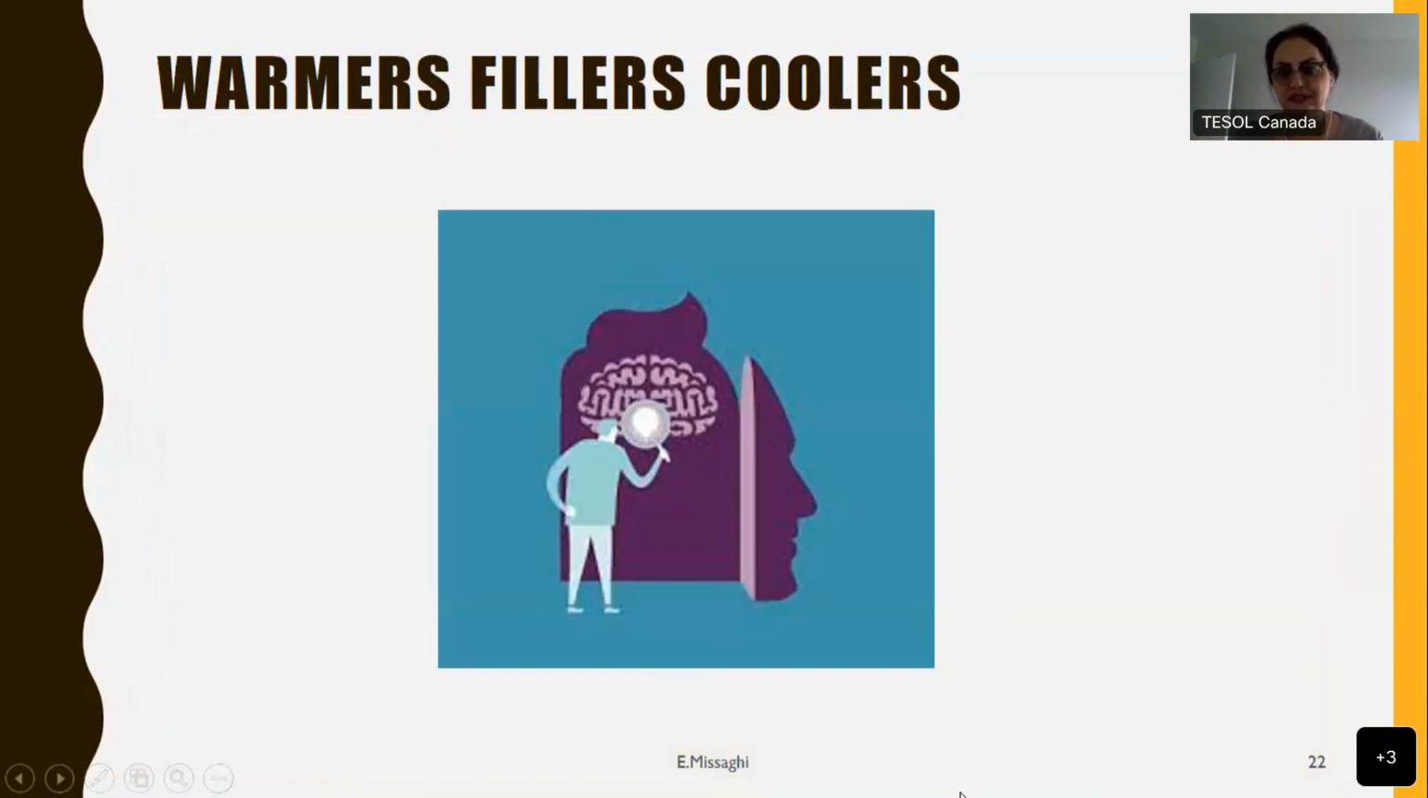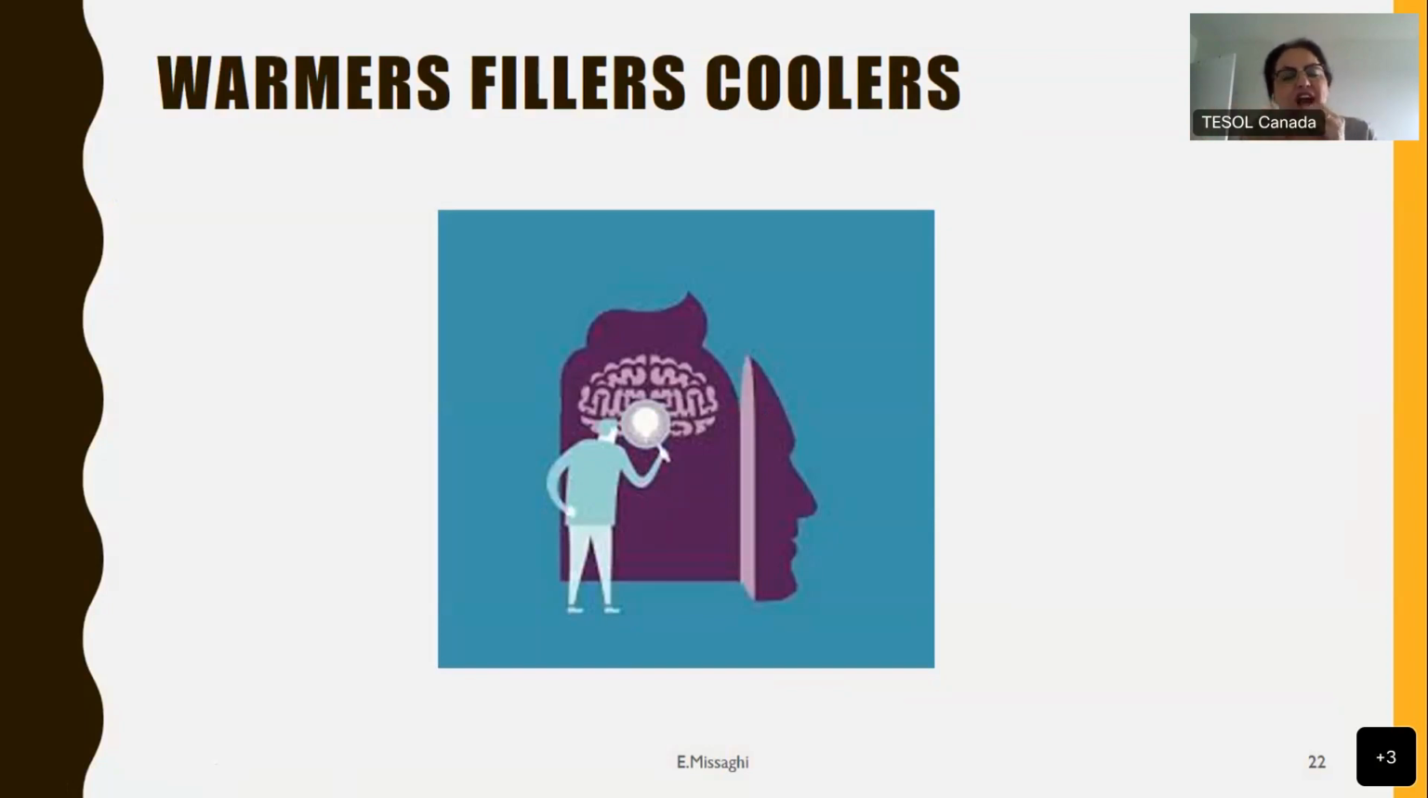I always say we start our class with warmers, warm-ups. And we have feelers and coolers. Do you know what the difference is between warmers, feelers, coolers? Okay. Warmers are to warm up: how to warm your students up to learn, to engage in different class activities. So we talk about warm-ups.